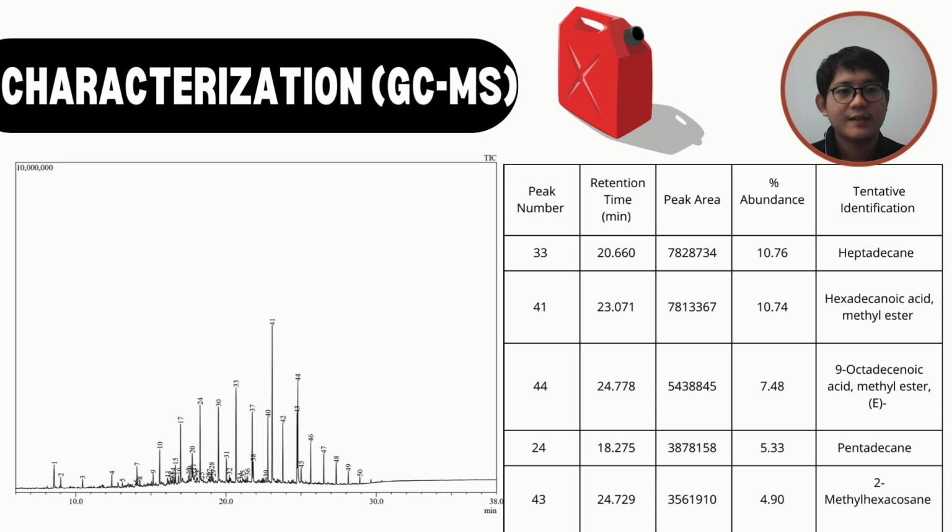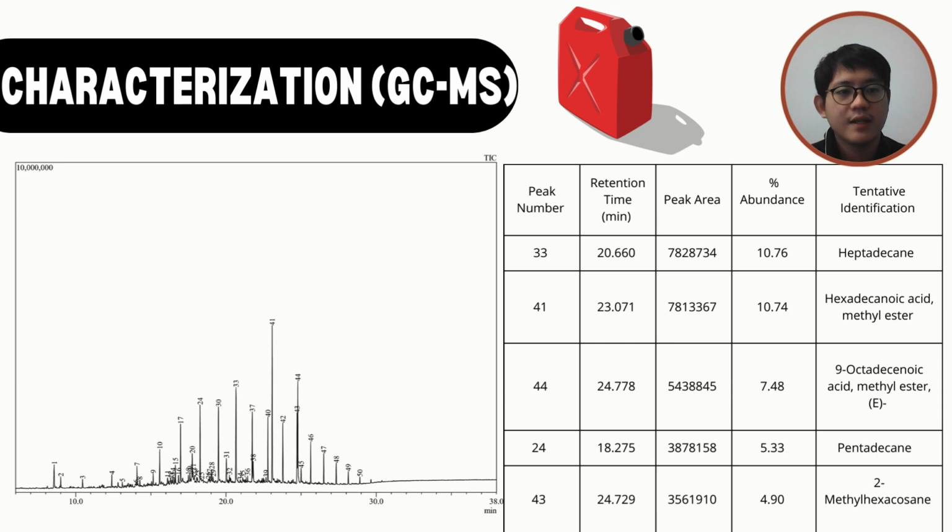For GC-MS analysis, the figure shows the chromatogram of the diesel Euro 5 and the table shows the top 5 main components inside the diesel Euro 5. The compound with the highest abundance percentage of 10.76% in the diesel Euro 5 was heptadecane. Heptadecane is a straight-chain alkane with the chemical formula C17H36, which plays an important role in contributing to the manufacturing of sustainable aviation fuel via hydrocracking procedure.